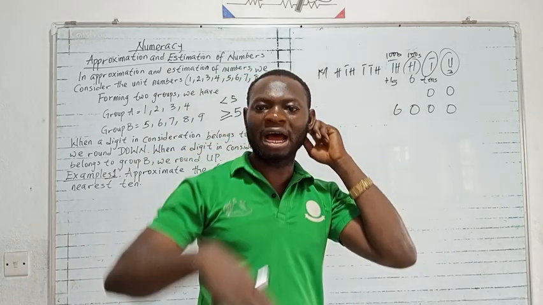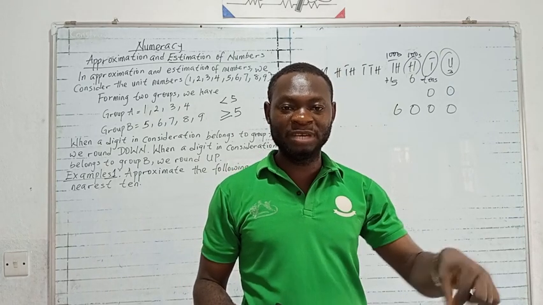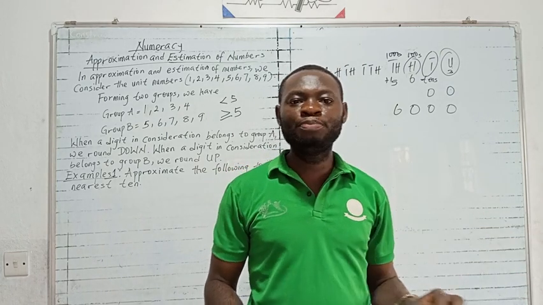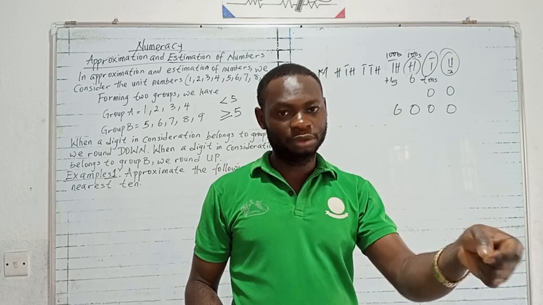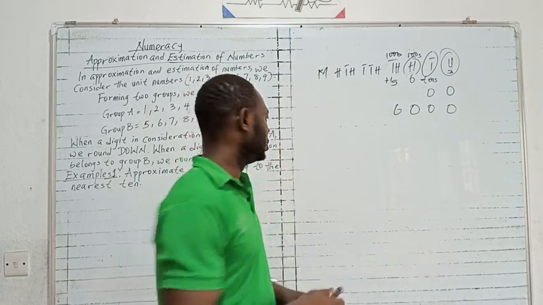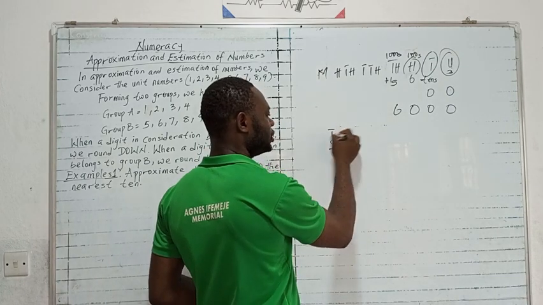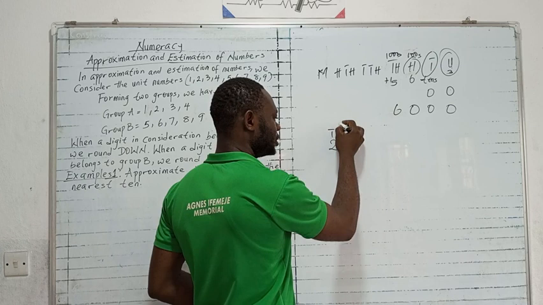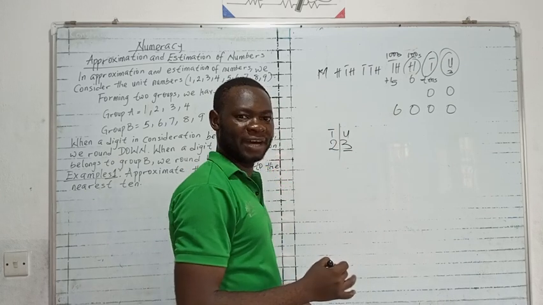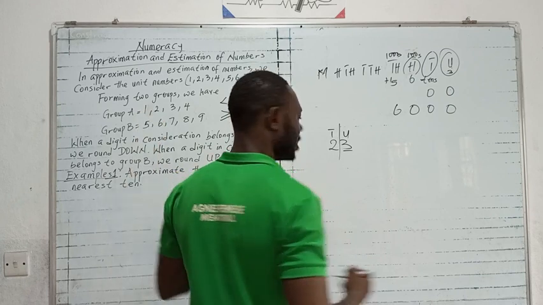Now in rounding down, the number that is being rounded down will be lesser than the original number. It will be bigger than the rounded number. Let's say, for example, we have 23. If we round 23 to the nearest tens, meaning that we will consider the what? The unit place value, right? Is 3 in group A or group B? Group A, so we round down.